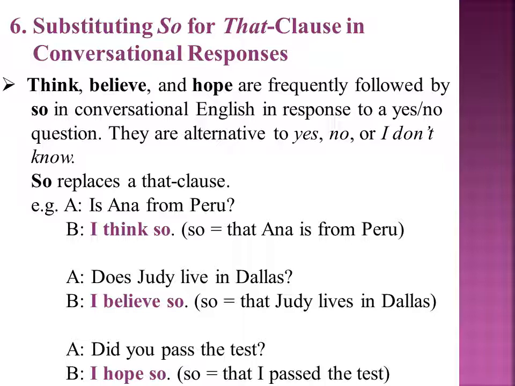Example: Is Anna from Peru? I think so. So replaces that Anna is from Peru. So it's incorrect to say I think so that Anna is from Peru. It's either I think so or I think that Anna is from Peru. Does Judy live in Dallas? I believe so. So replaces that Judy lives in Dallas. Did you pass the test? I hope so. So replaces that I passed the test.